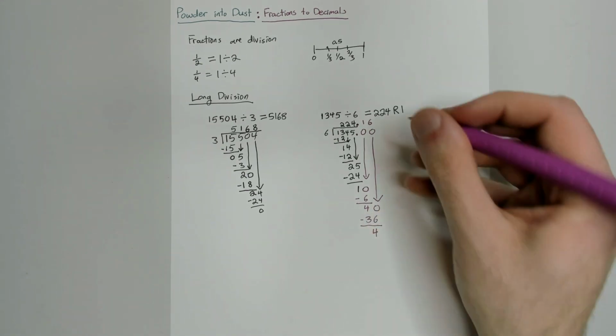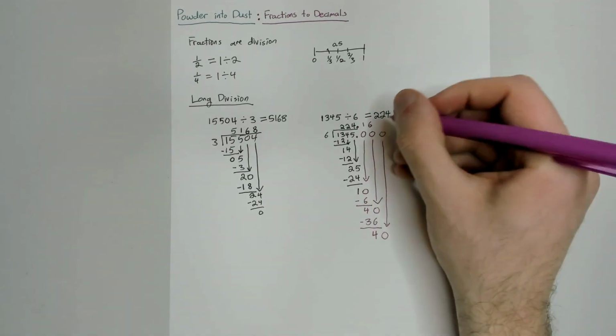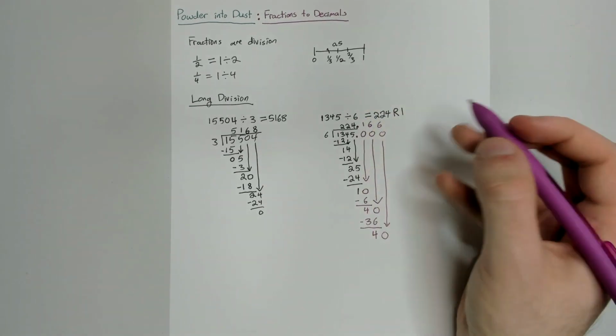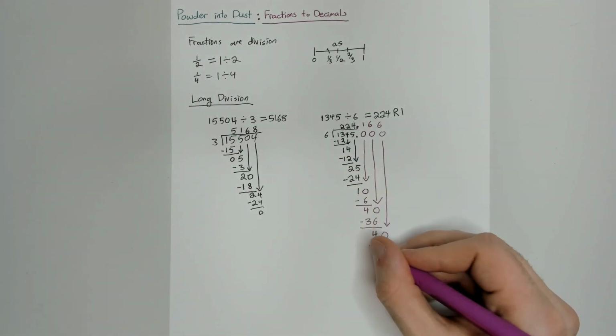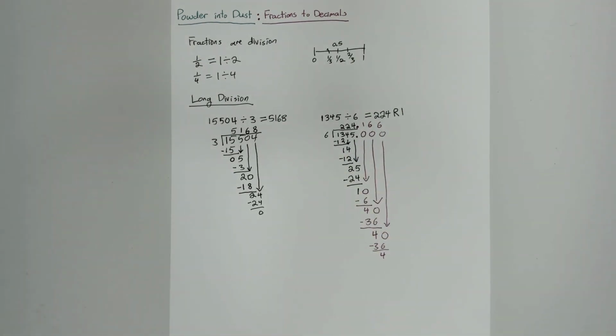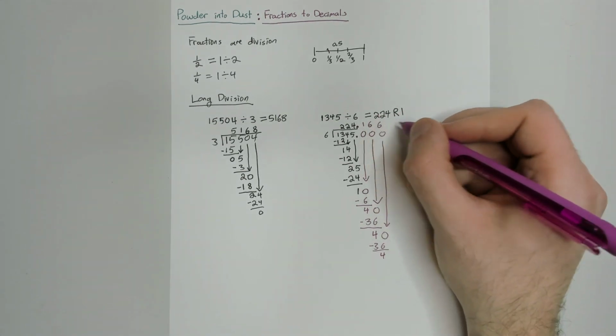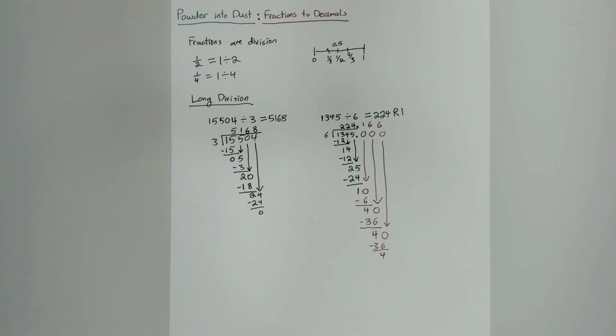But we're out of digits again, so when we have a 0, we'll bring the 0 down, we're going to have 40, and we'll get yet another 6, right? So then we do 6 times 6, 36, and we get a 4 again. So this is just going to keep on happening forever, right? We're never going to actually stop with these 6s. So there's a couple ways of writing this.